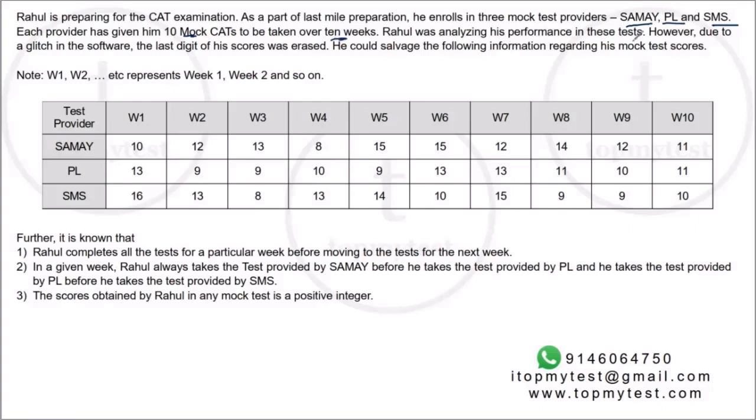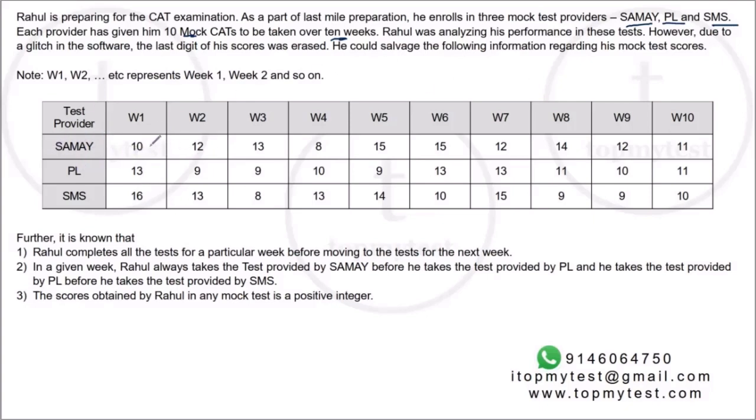Rahul was analyzing his performance in this test. However, due to a glitch in the software, the last digit of his scores was erased. He could salvage the following information regarding his mock test scores. W1, W2, etc. represents week 1, week 2, and so on. So in week 1, in Samay, he scored, okay, so the last digit is erased.